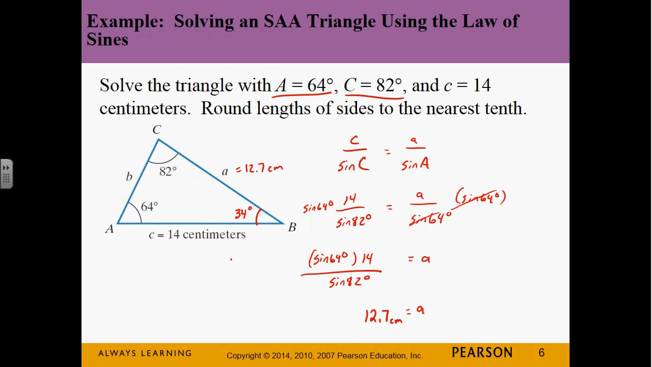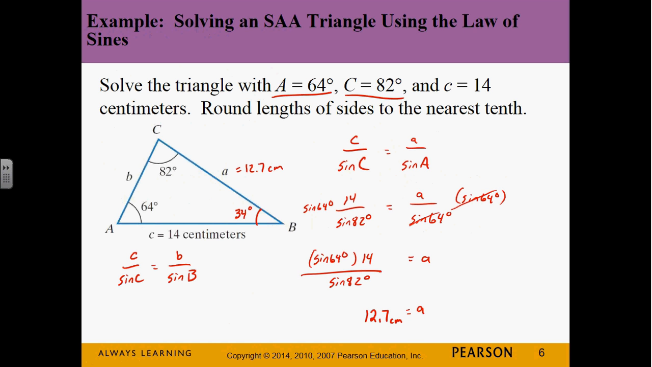So now we can set up basically the same thing we just did using C over sine C equals B over sine B. Now, do I want to use A? Could I use A? You could use A, but what's the problem? It's not exact, right? It's rounded. So that's going to give us a little bit of error if we use A.